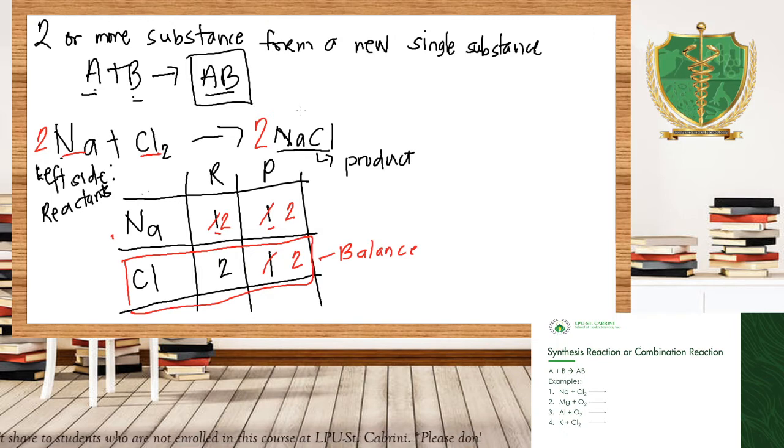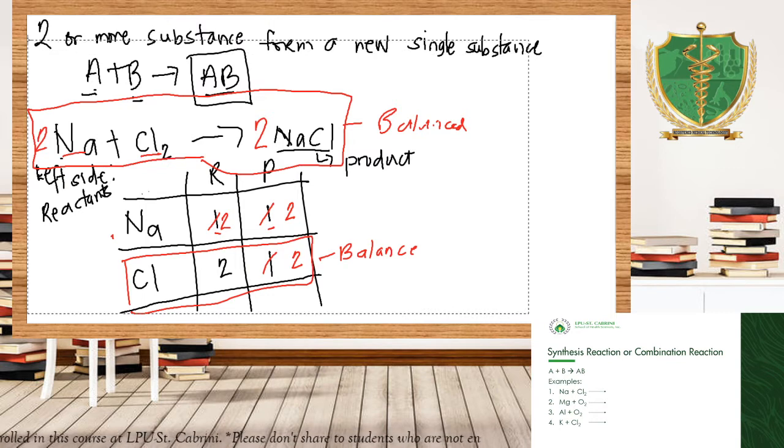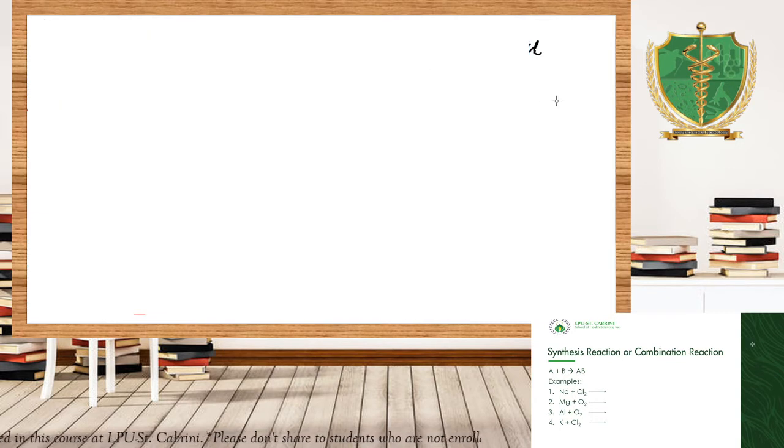And the balanced equation of this reaction is 2 moles of sodium plus 1 mole of chlorine will give you 2 moles of sodium chloride. And that will be our balanced equation. Now, I want you to take note of this. I will just erase this. And I want you to remember this one, guys. I will write, remember me.